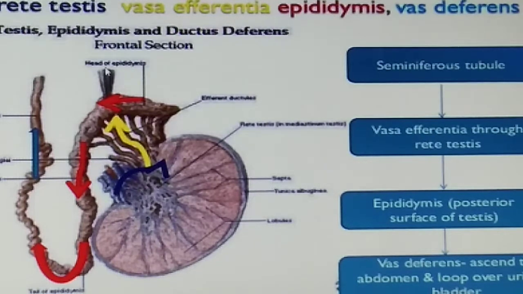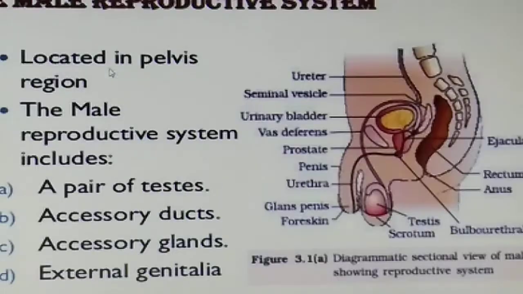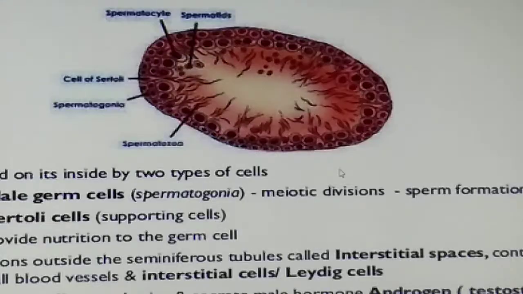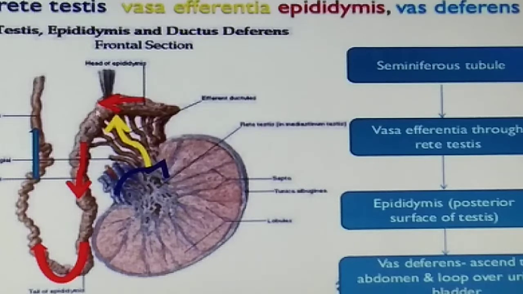Fine. Now students, accessory ducts. Talking about the male reproductive system, it consists of a pair of testes. We have done the testes. Now talking about the accessory ducts. So it contains testis, vasa efferentia, epididymis and vas deferens. Fine. So look here. This is the seminiferous tubule inside the testis.